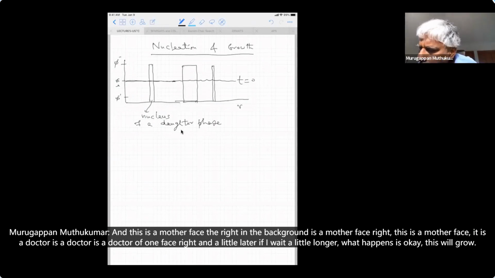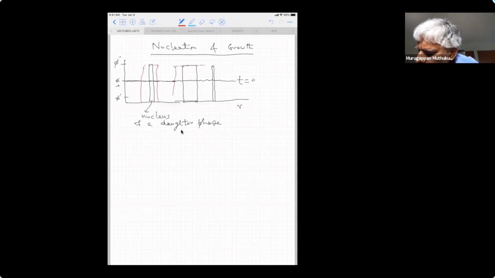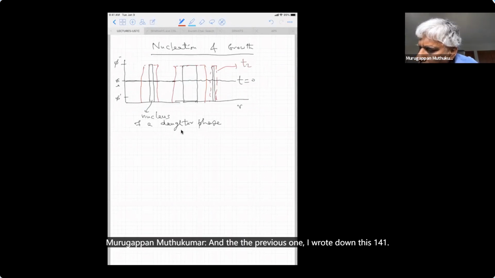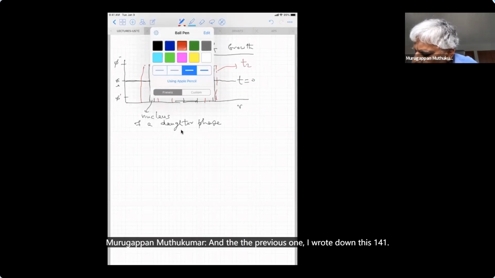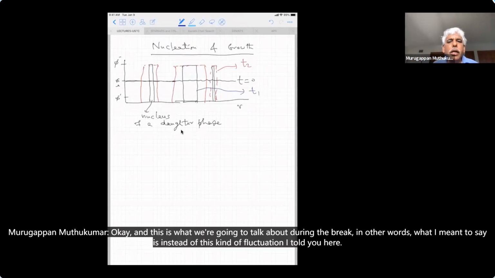And a little later, if I wait a little longer, what happens is, okay, this will grow. It will become bigger. And this may become bigger or may even dissolve back, right? This is for T2. And the previous one I wrote down is for T1. Okay, and this is what we're going to talk about after the break.